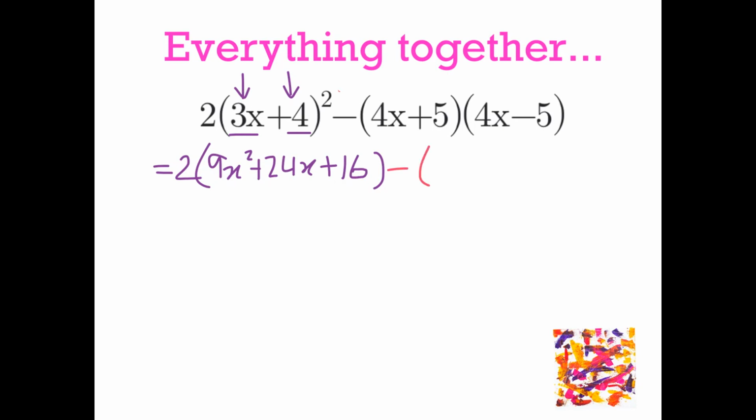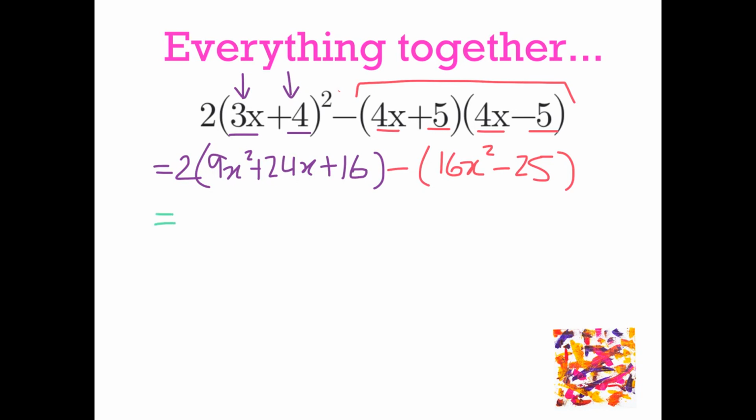Minus sign, and now let's figure out what these two will be using our pattern. We have conjugates, so I'm going to take the first two terms, multiply those together to get 16x squared. I'm going to take the last two terms, multiply those together to get negative 25, because I know when we have two conjugates, there is no middle term.